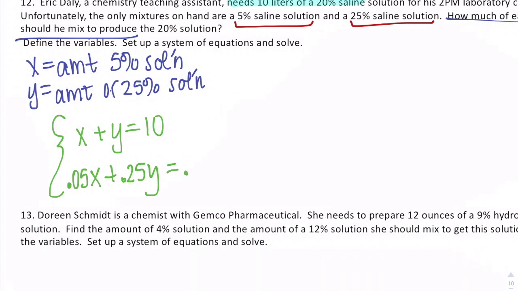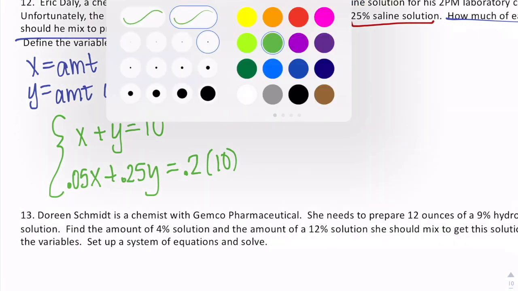Well, the new mixture is going to be 20% saline. We don't just leave that 0.2 because it's 20% of whatever the amount is of the mixture. Well, how much are we making? 10 liters. So it needs to be 0.2 times 10. Very similar to cost quantity, right?